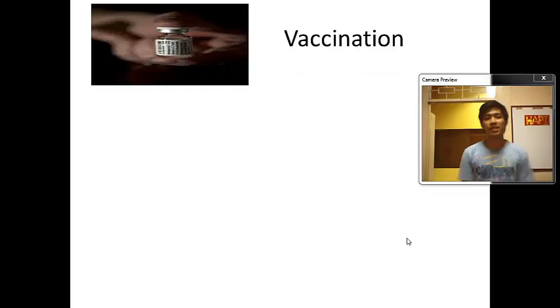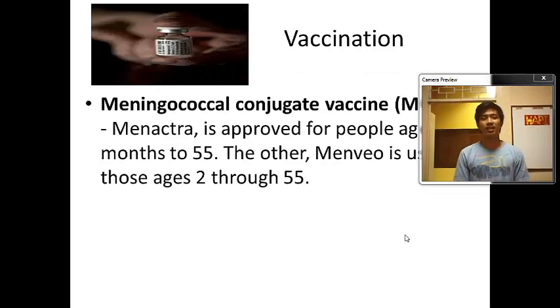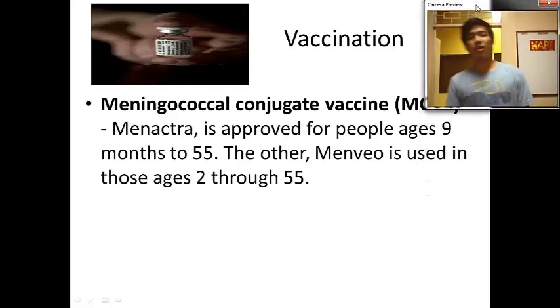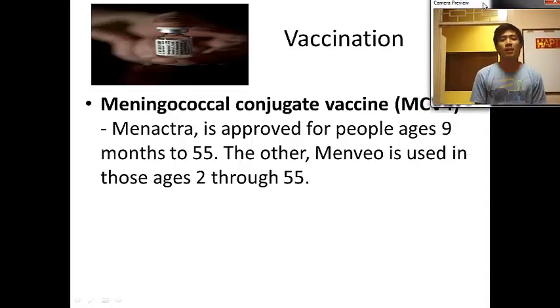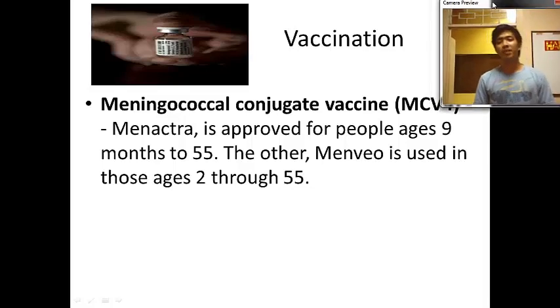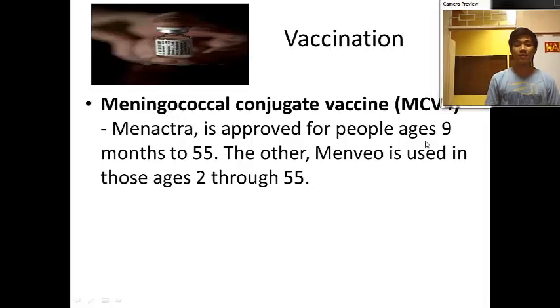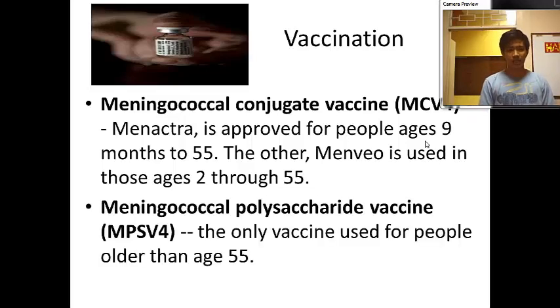This is the picture of the vaccine. There are two types of them. The meningococcal conjugate vaccine, also known as MCV4: Menactra is approved for people ages 9 months to 55, and Menveo is used in those ages 2 through 55 years old. The next one is the meningococcal polysaccharide vaccine, also known as MPSV4, the only vaccine used for people older than age 55.